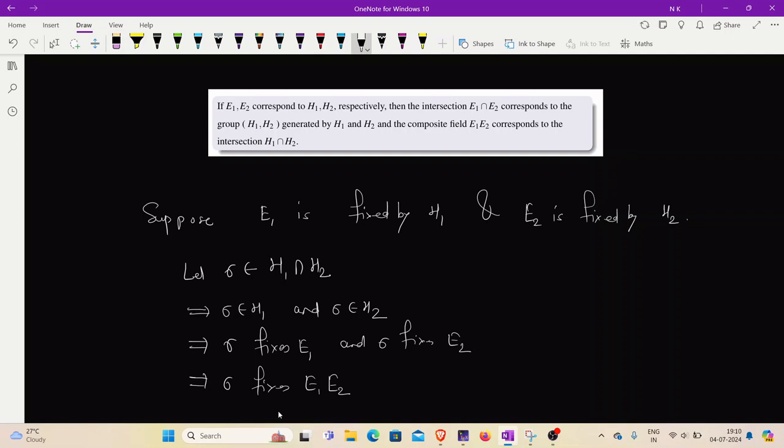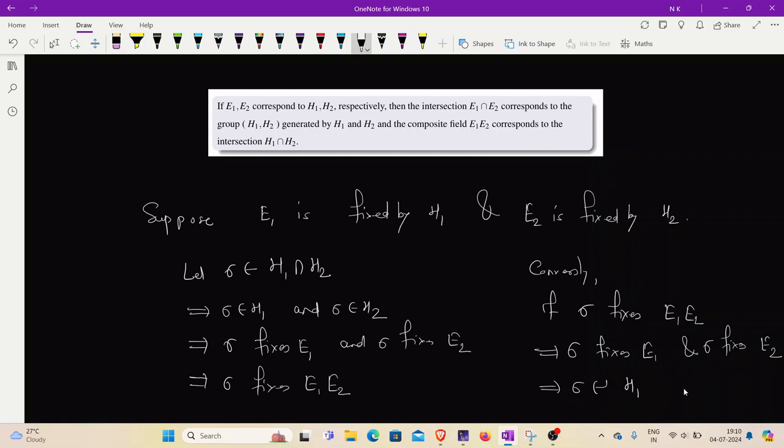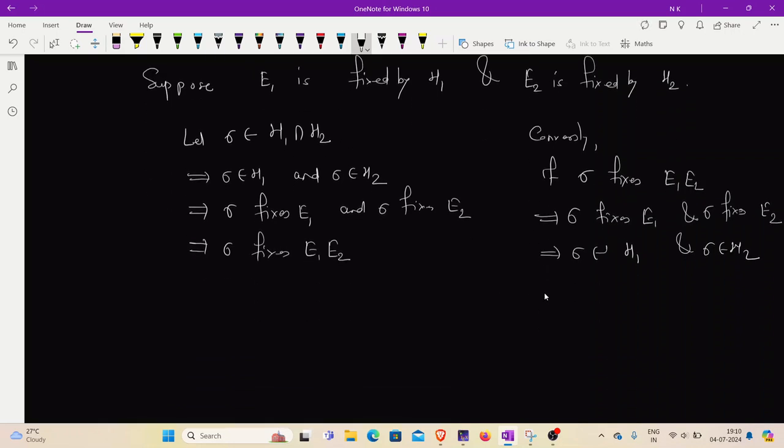Conversely, let me write the converse here. If sigma fixes the composite E1 E2 itself, that implies sigma fixes E1 and sigma fixes E2. Sigma fixes E1, that means sigma belongs to H1. Sigma fixes E2, that means sigma belongs to H2. And sigma belongs to H1 and H2, that means sigma belongs to H1 intersection H2.